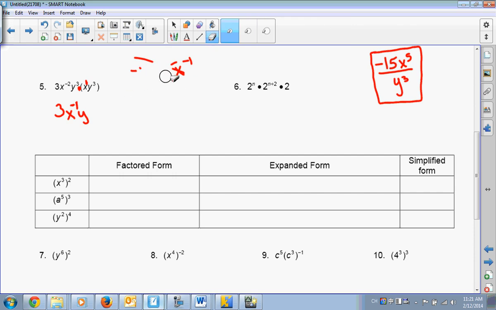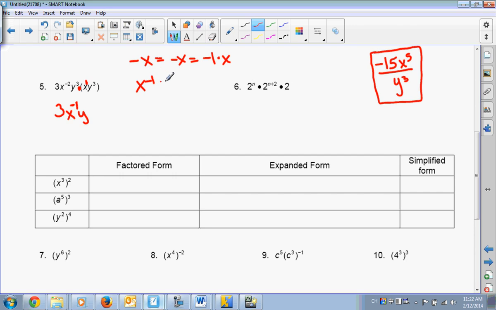No. Because remember, negative x, hold on, let me get my pens back. Negative x just means negative x. It literally means -1 times x. X to the -1 power means 1 over x. Because remember, you have to bring it to the denominator. Good questions. I'm gonna erase that.